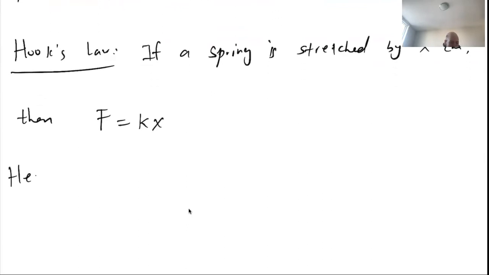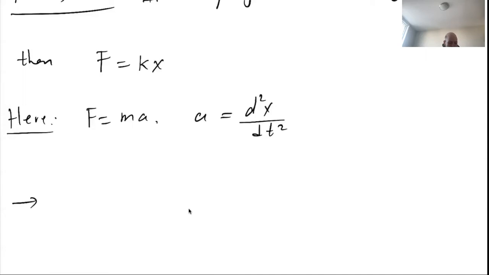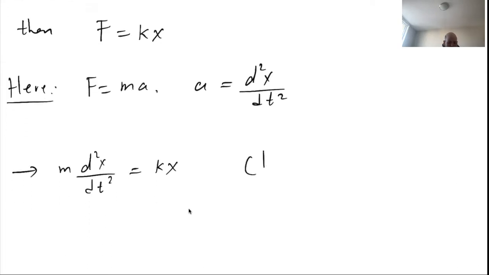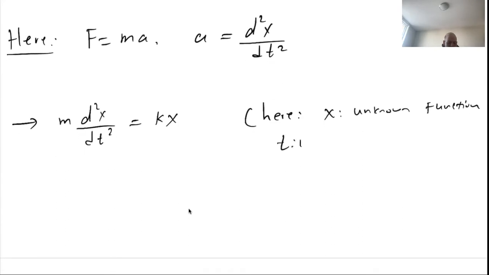And here, F is equal to MA, and A is equal to the second derivative of x. So we can say that M d squared x dt squared is equal to Kx. So here, x is our unknown function, and t is the independent variable.